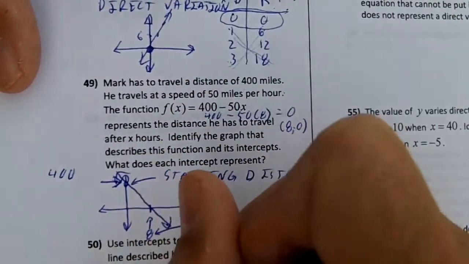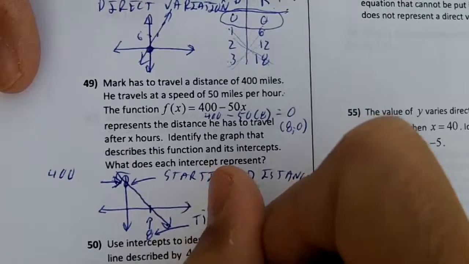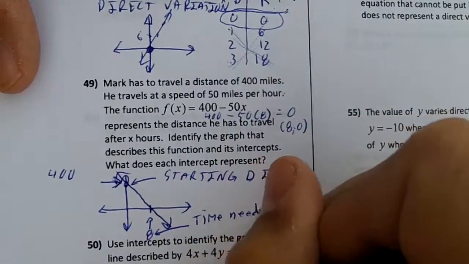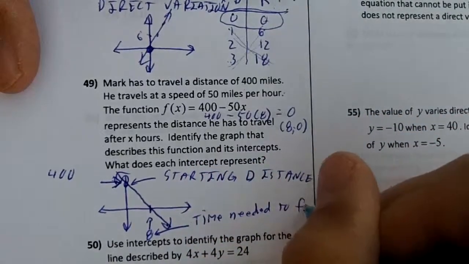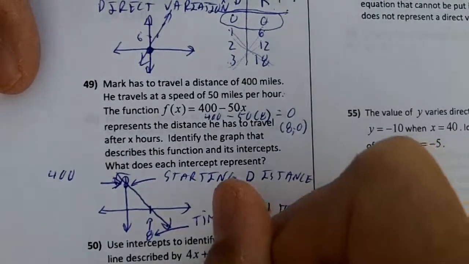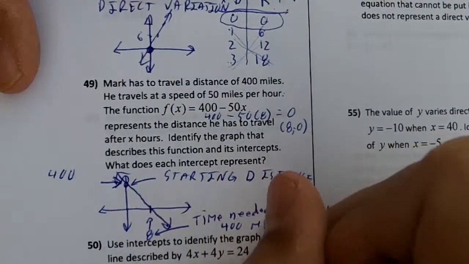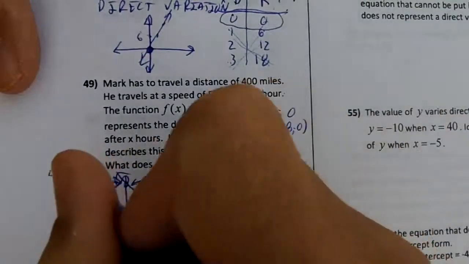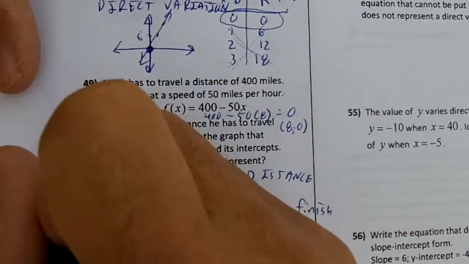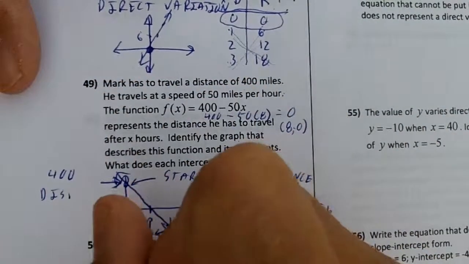And at 8, that's the time needed to finish 400 miles. Our y-axis would be distance, and our x-axis would be time.